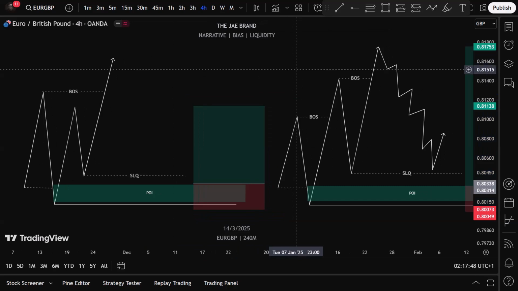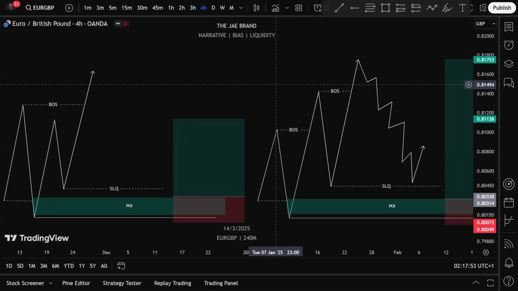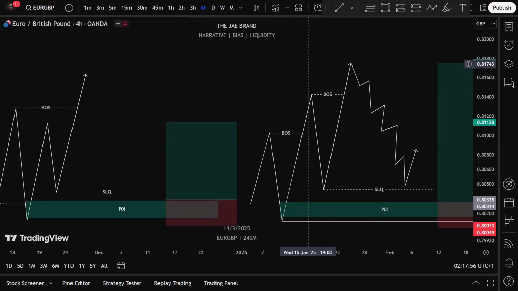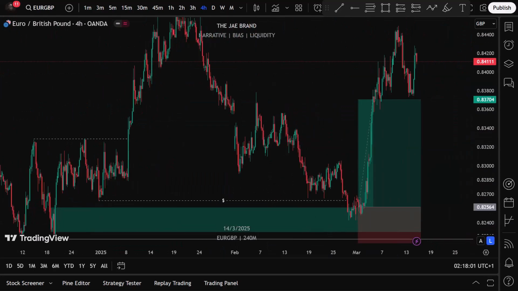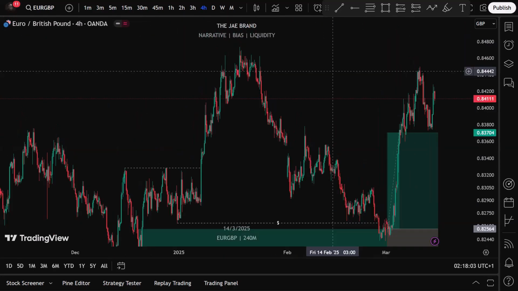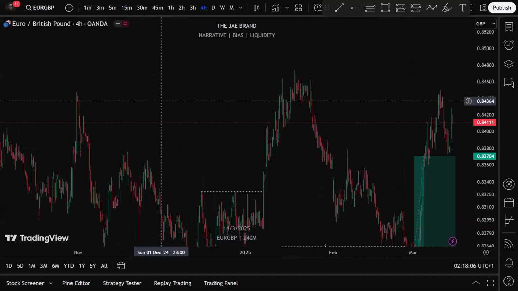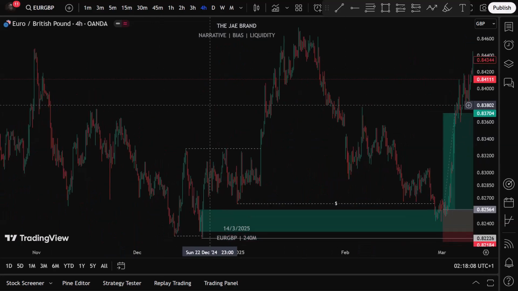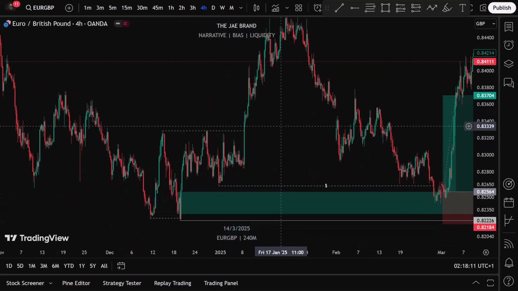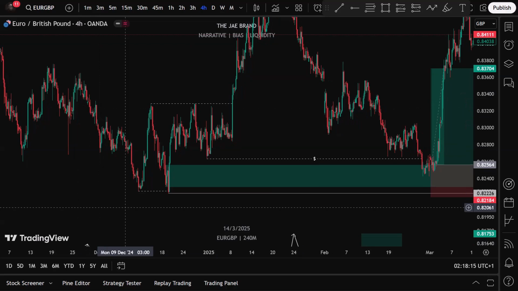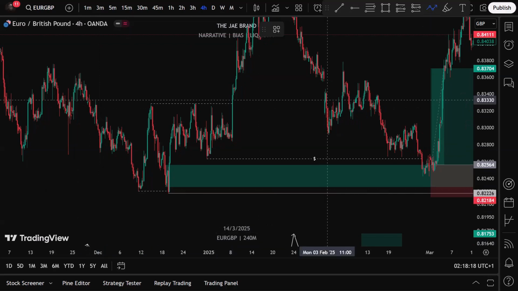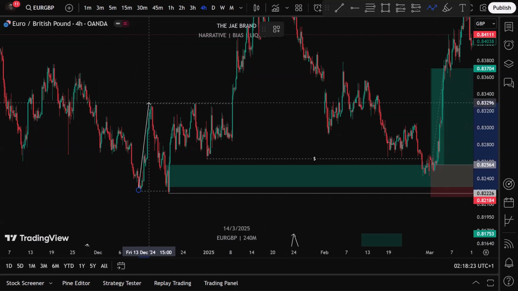So let's look at the charts to see some practical examples. Now this is a trade that I took on Euro GBP. Even though it was a counter trade, look at the pattern that actually got me into this trade. You can see the same thing I explained was what played out here.